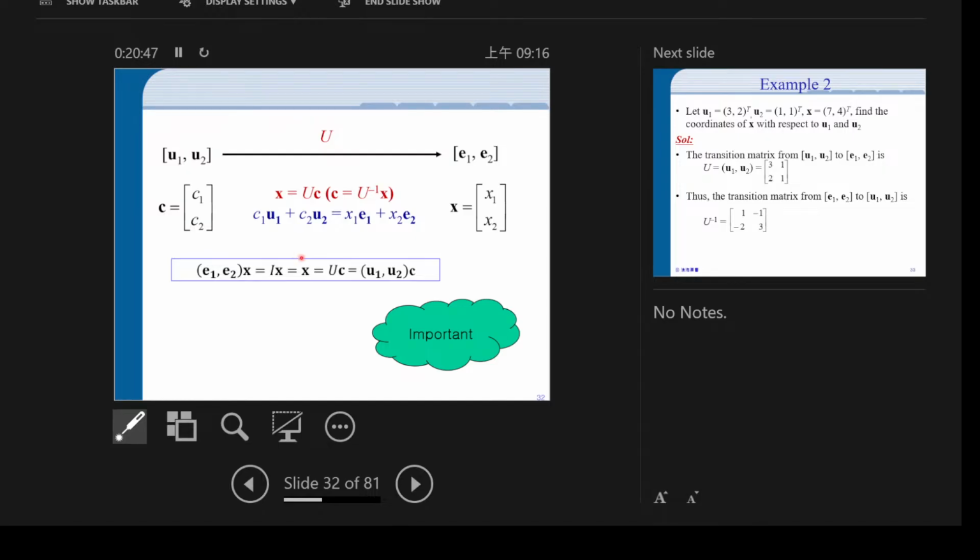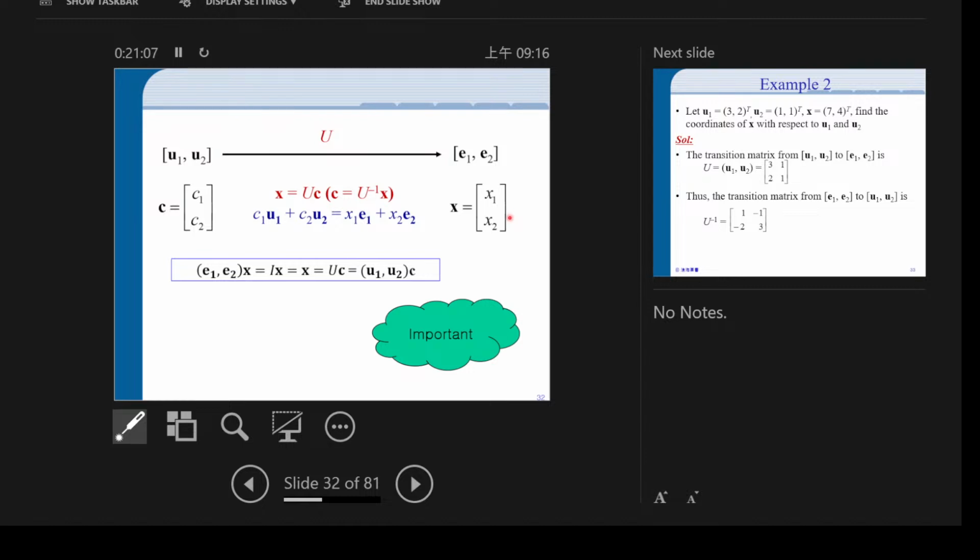Okay. And remember that the coordinates need to satisfy this equation. So c1 times u1 plus c2 times u2 should equal x1 times e1 plus x2 times e2.